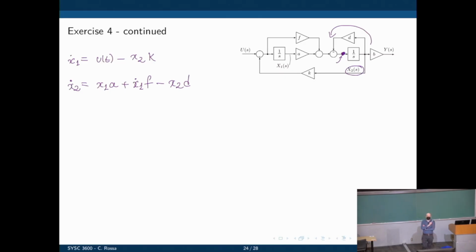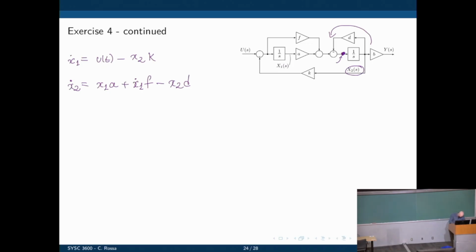There's something that is not quite ready yet in this equation. What is the problem with it? x1 dot, right? x1 dot shouldn't be there. We want an equation for x2 dot, but that should only be a function of states. It cannot be a function of derivatives of states. What do we do there?